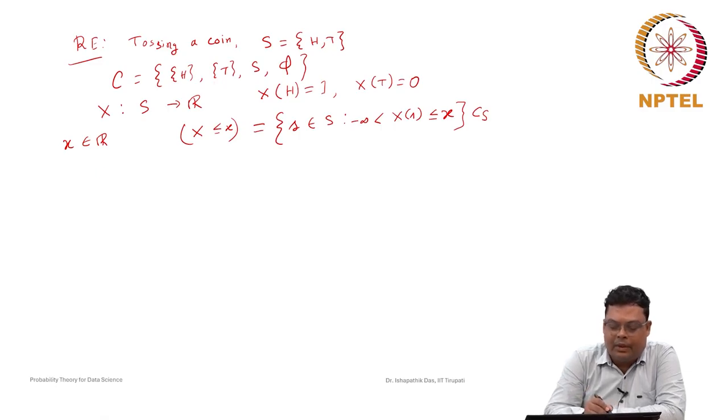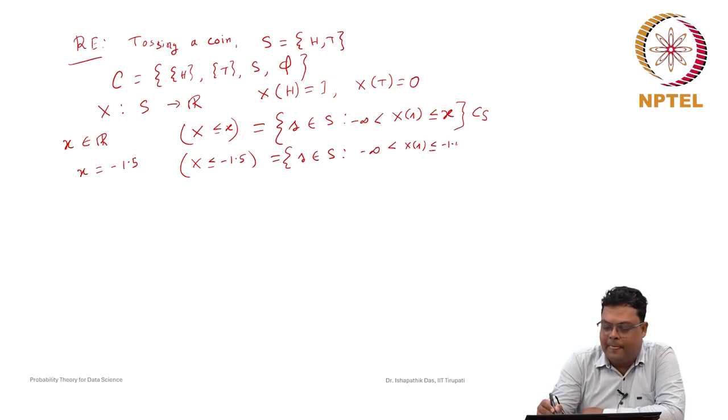Now, suppose x is some negative number, say minus 1.5. Then consider x less than or equal to minus 1.5. What is this set? This set is equal to the set of S such that X of S is less than or equal to minus 1.5.